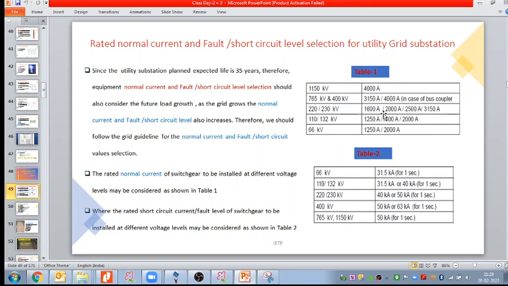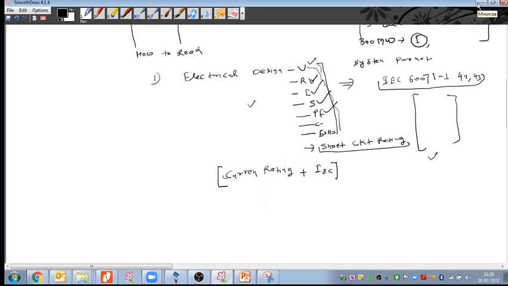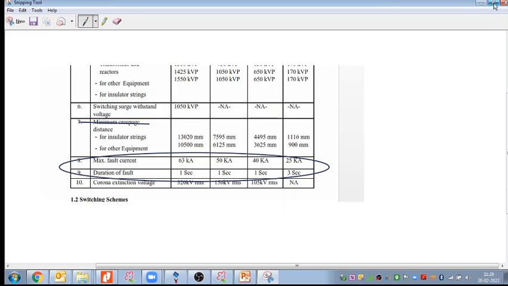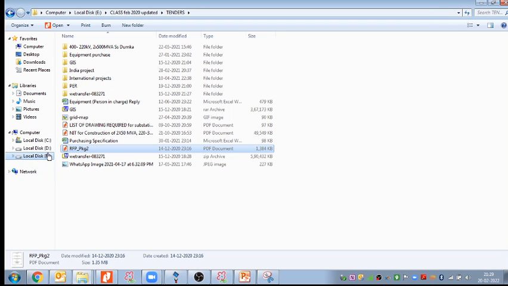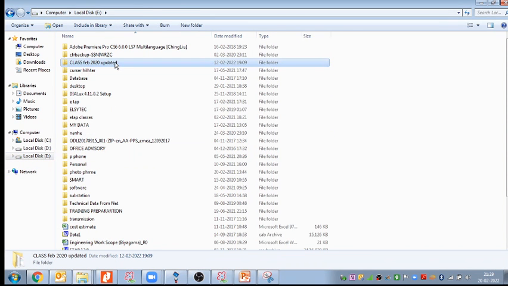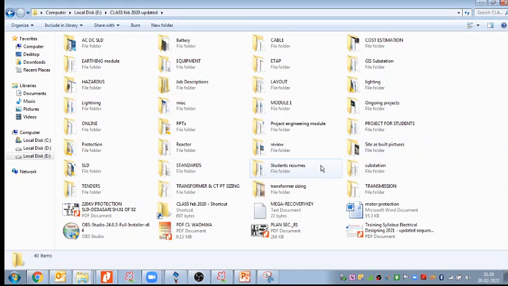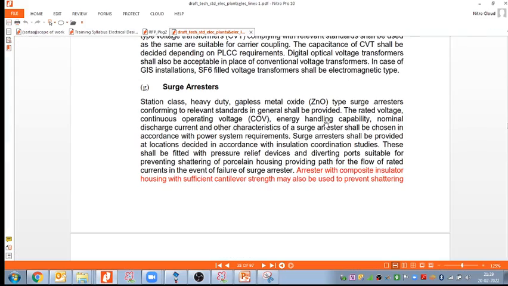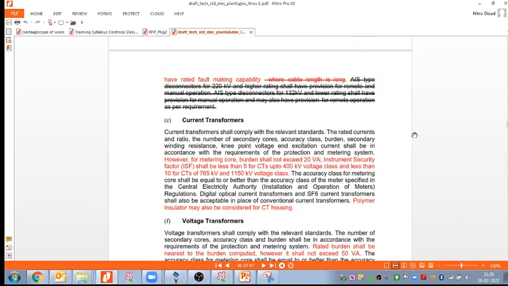This is the statement number one. Second statement, as per the electricity grid rule, let me open that grid rule also. Let me open the electricity grid regulations. So this is the CEA, right?